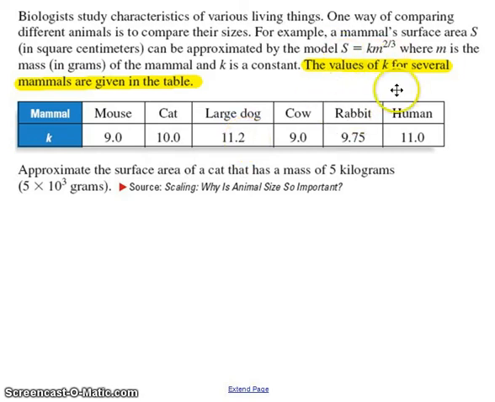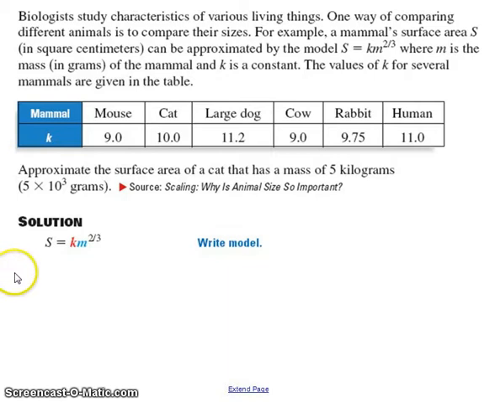S, as you note now, is the surface area of a particular mammal. So if you want the surface area of a cat whose mass is this, well, remember it's this constant k times the mass of that mammal to the 2/3 power. So plug all of that together. If the general formula is this, and you plug in the information for the cat, the 10 is its constant from the table. The 5 times 10 to the 2/3, times 10 to the 3rd, that's the mass of this particular cat.